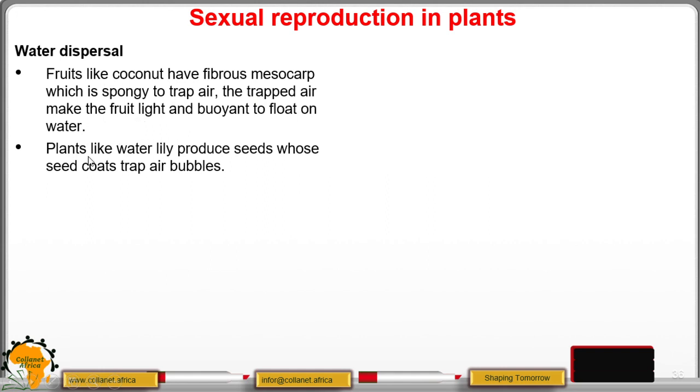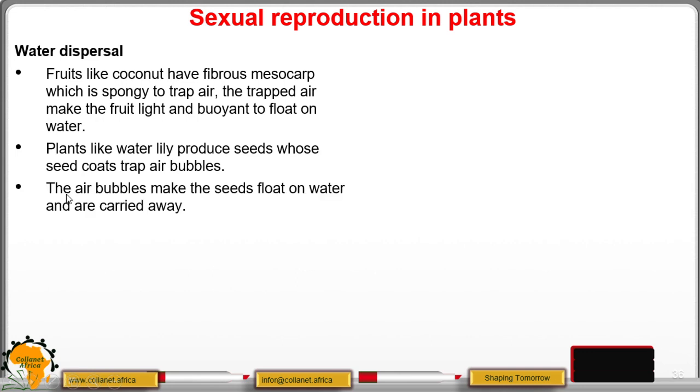Then plants like the water lily produce seeds whose seed coats trap air bubbles. The air bubbles make the seed float on water and be carried away. So they are buoyant. The pericarp and the seed coat are waterproof, meaning water cannot soak in and penetrate so that they become heavy and sink. So that is why they float on water.